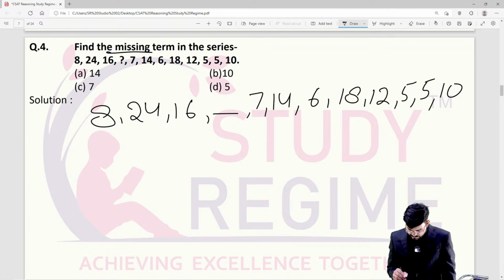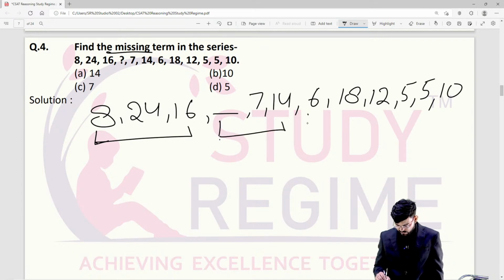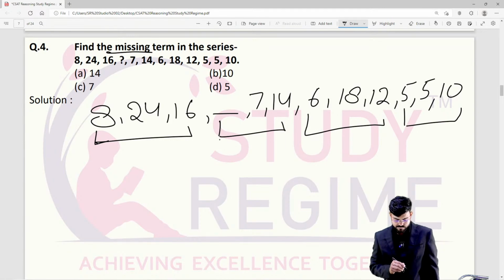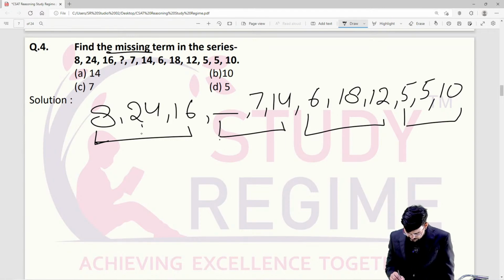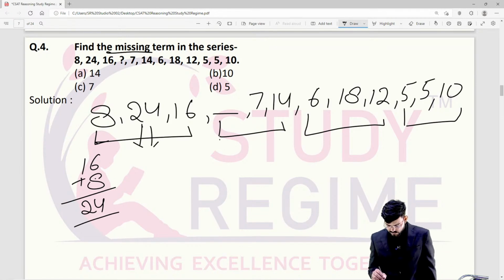Now, in this question, you have to make pairs of 3. Just make a pair of 3. Now, the middle term 24 is what? You get 24 by adding the other two terms, the remaining two terms. You add, you get 24. Okay. Here what happened?